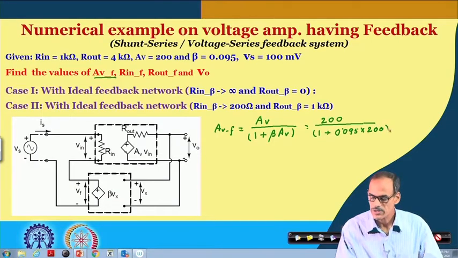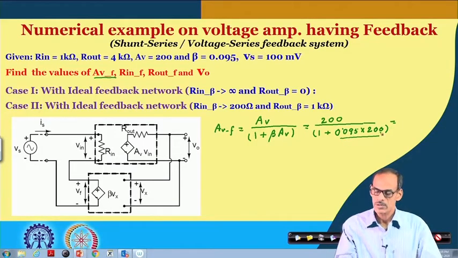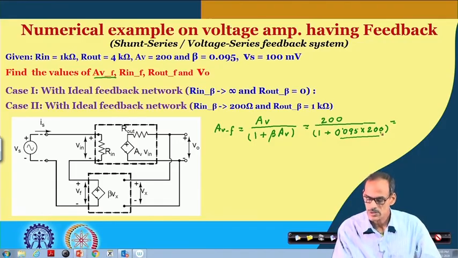In fact, we have picked up these numbers such that in the denominator this part becomes 19, and then we have 1 here. So, that is giving us 20 in the denominator. So, the gain of the feedback system is 10.